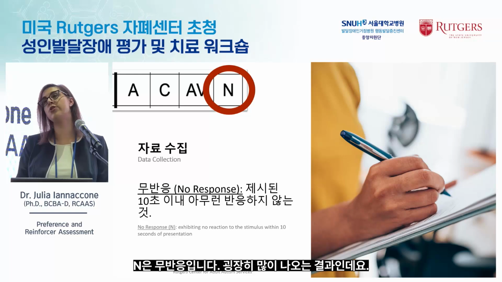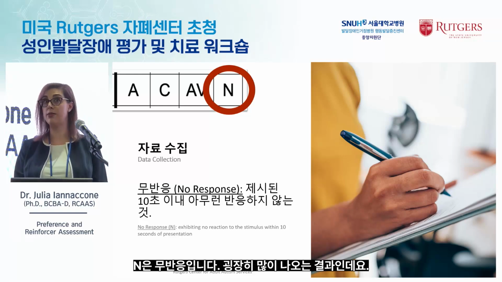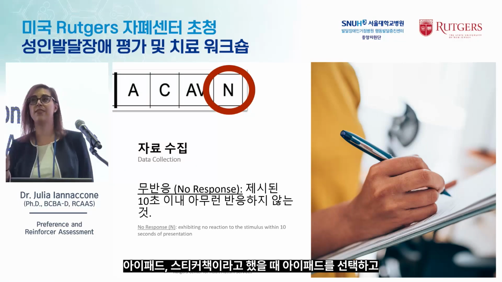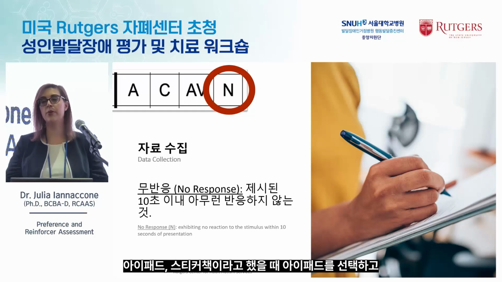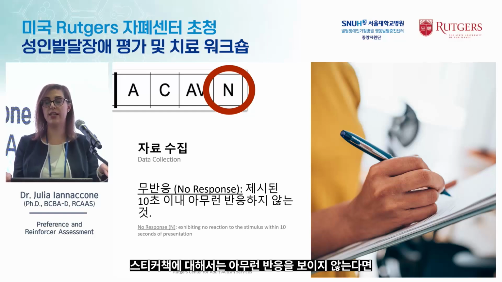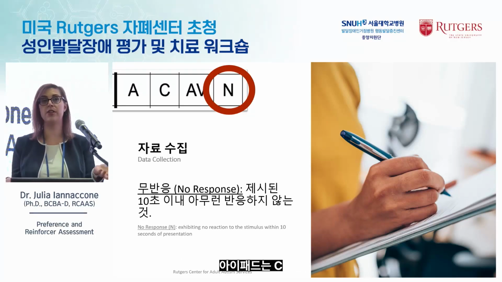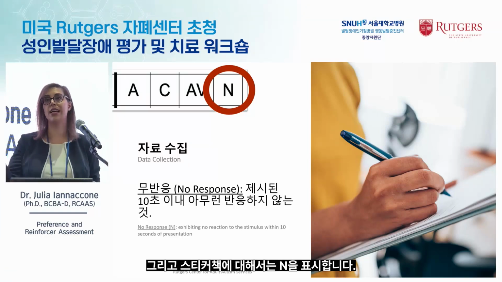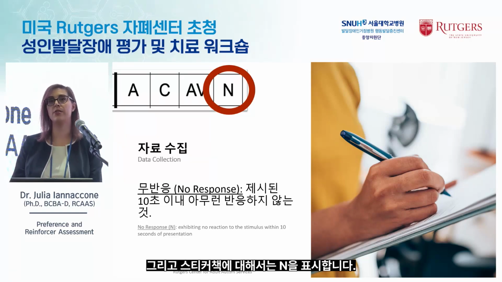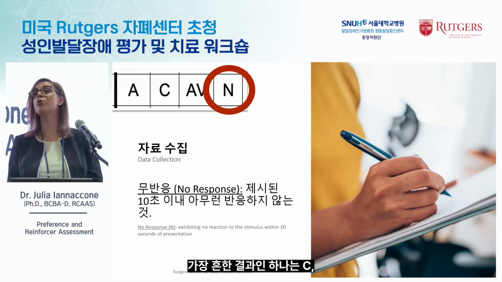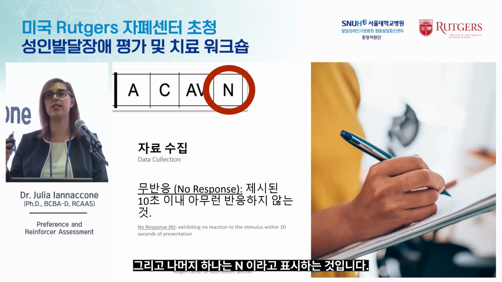And N stands for no response. We circle this one a lot, because if we say, I have iPad, sticker book, pick one, and they pick the iPad and have no response towards the sticker book, I'm going to circle C for iPad, N for the sticker book. They had absolutely no response towards it. That's the most common outcome. One of them you circle C, the other one you circle N.